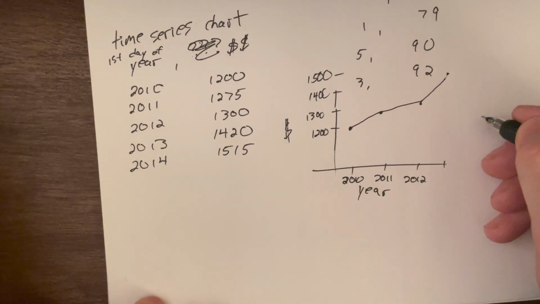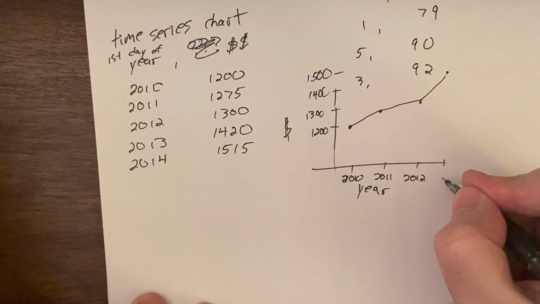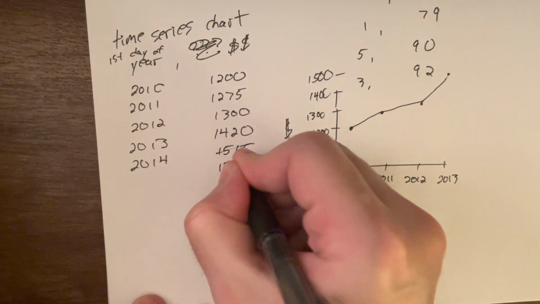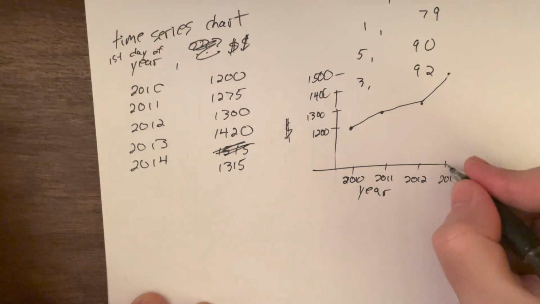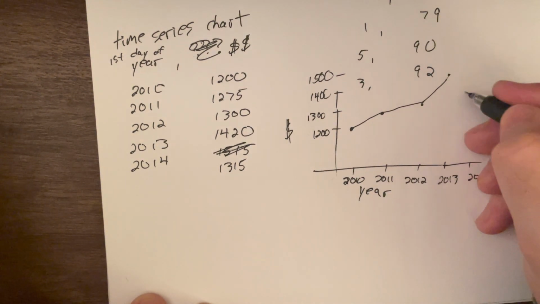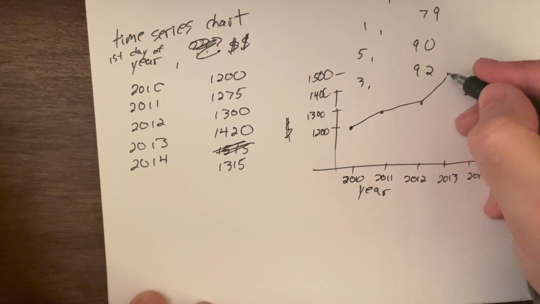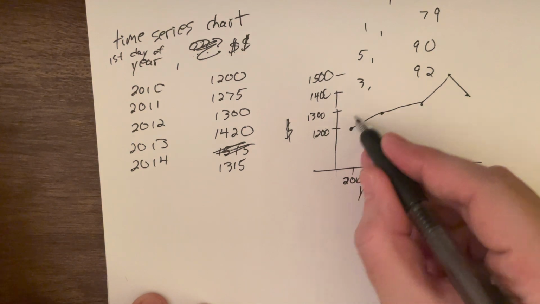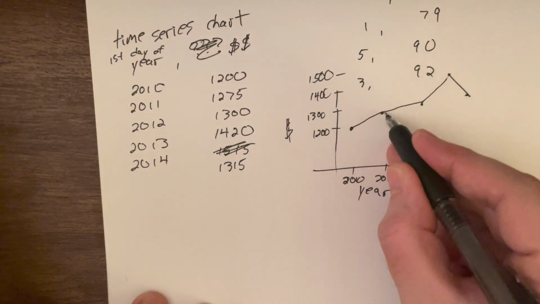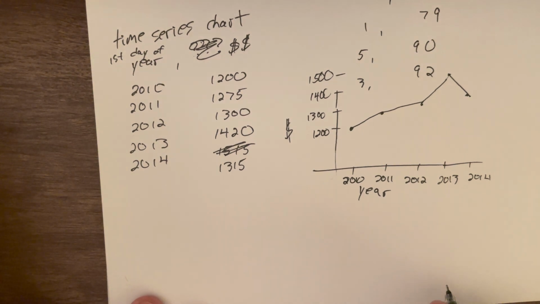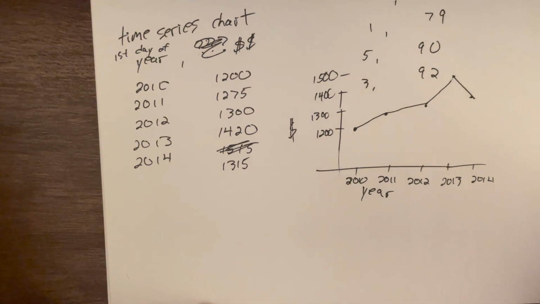Not trying to get any smooth curve through here, just literally connecting the dots. Actually, let me make sure this goes down at some point. Let's say we had 2013, we're at 1,420. Let's say we went down to 1,315 in 2014. So I would come back down to about here. I'm not just trying to draw a random curve. I'm literally just connecting the dots from one point to the next. That's all there is to it.